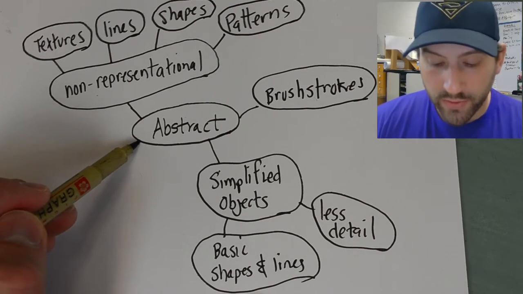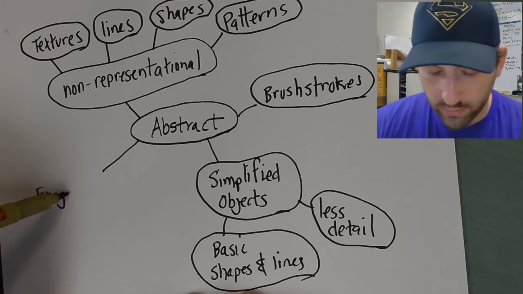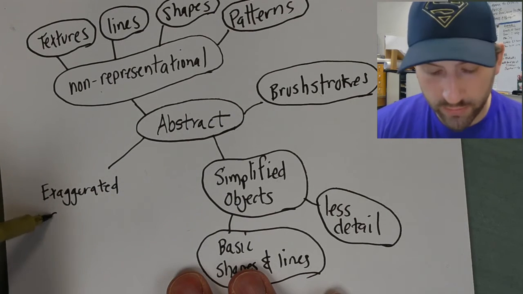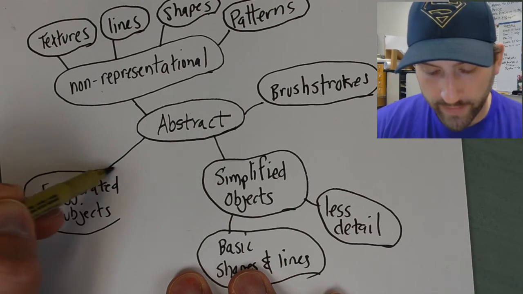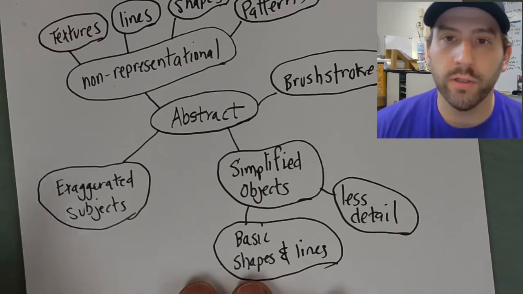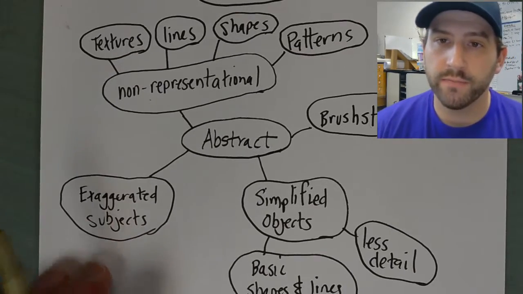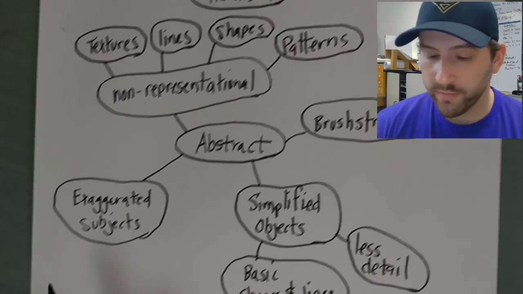And I also think about exaggerated subjects. I hope I spelled that right. So, one example was the caricature project we did last year. I could put that down too. So, some kind of exaggeration. So those are two mind maps.